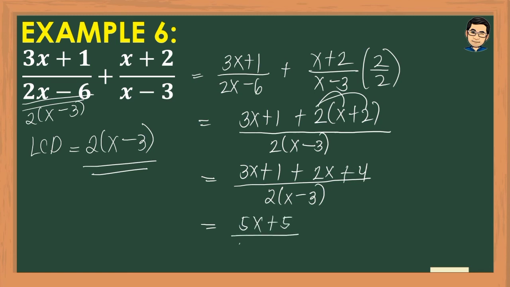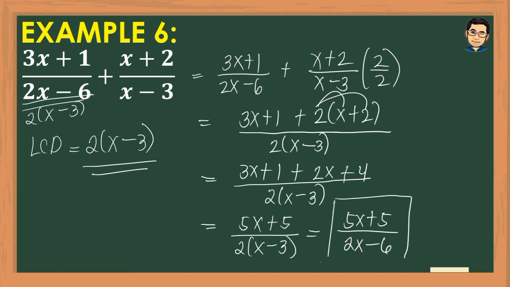Over 2 times x minus 3. So yung 5x plus 5, pwede natin siyang i-factor as 5 times x plus 1. However, kahit i-factor natin siya, wala din namang makakancel. It's because x minus 3 yung nasa denominator. So our final answer will be 5x plus 5 all over 2x minus 6. So kasi yung 2 times x minus 3, multiply lang po natin.